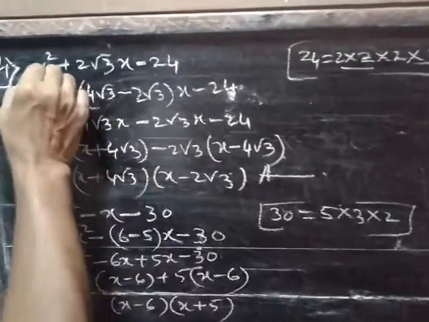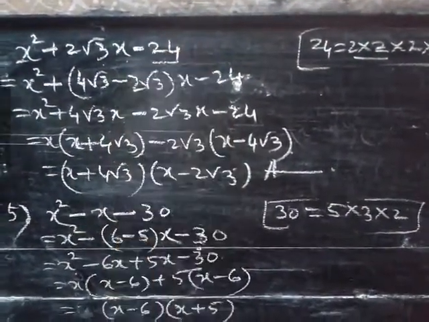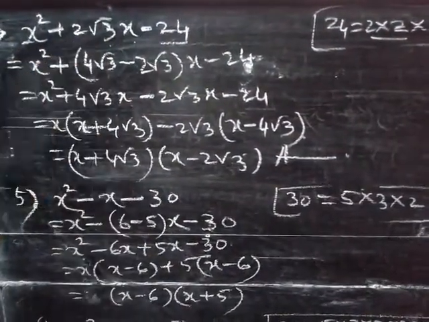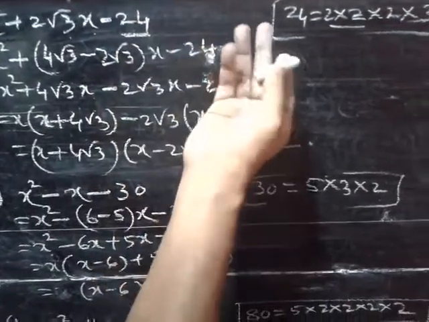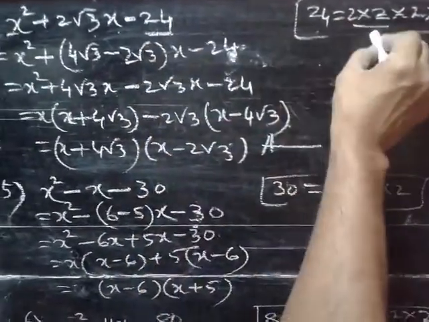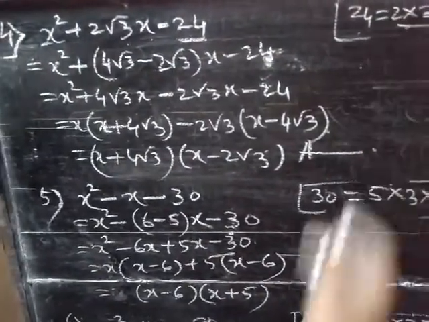See here, x square plus 2 root 3x minus 24. If it is also a root, don't be afraid over here. See here, the process is same. 24 will be split over here. That's 2 into 2 into 2 into 3. That is 8 into 3 is 24.